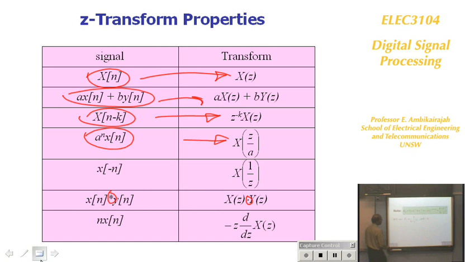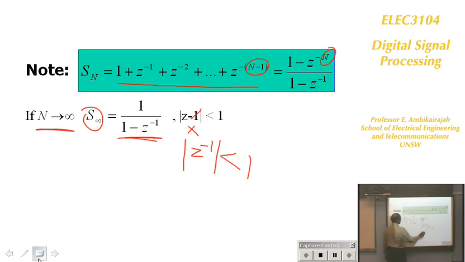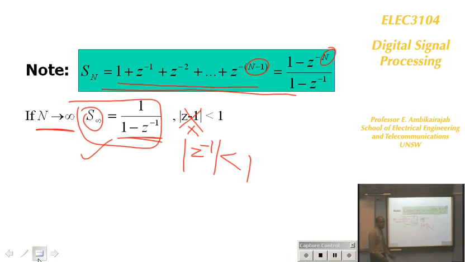One other thing I've already mentioned earlier, always remember, if you have the summation and you have an n minus 1 term, here you will have the n term, and that's your summation. If n goes to infinity, the sum of infinity will come as 1 over 1 minus z to the minus 1. You have to make sure that the magnitude of z to the minus 1 is less than 1. Normally this is given to you as a table in your exam or tutorial, not as an infinite sum. Basically, you need to understand how you apply the transform.